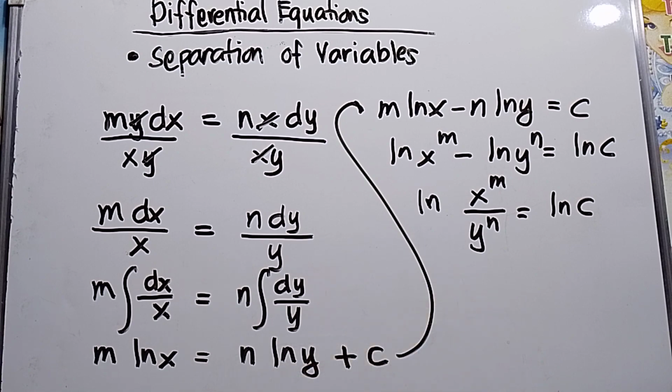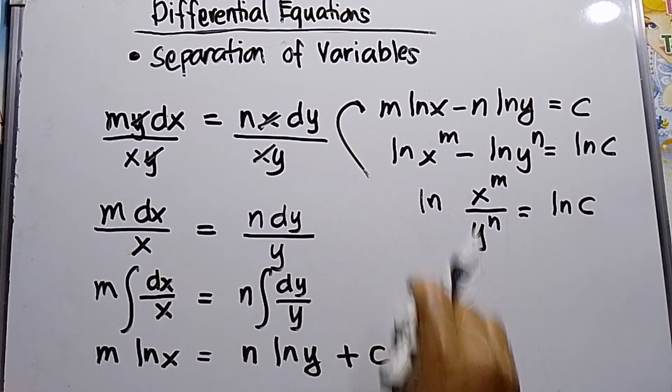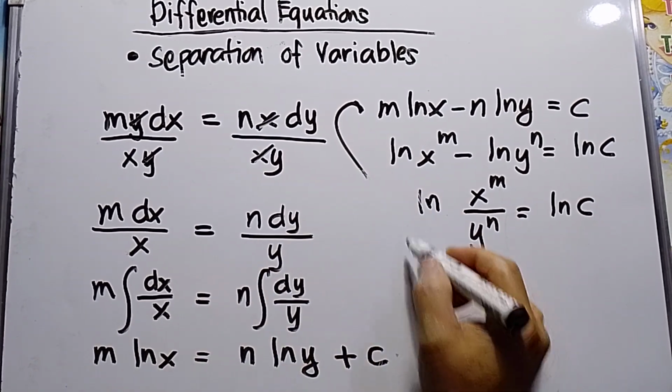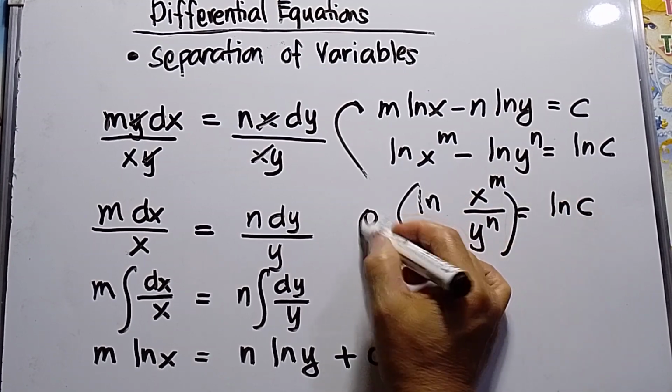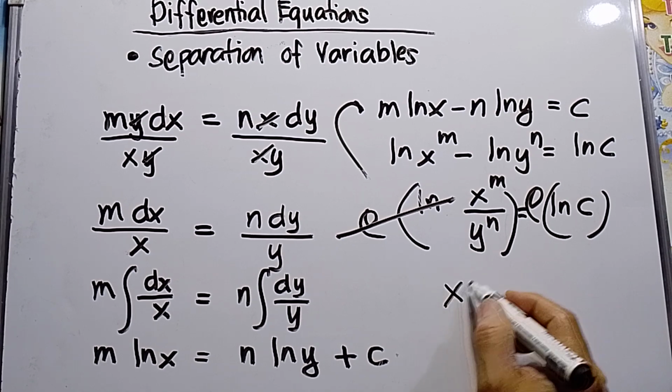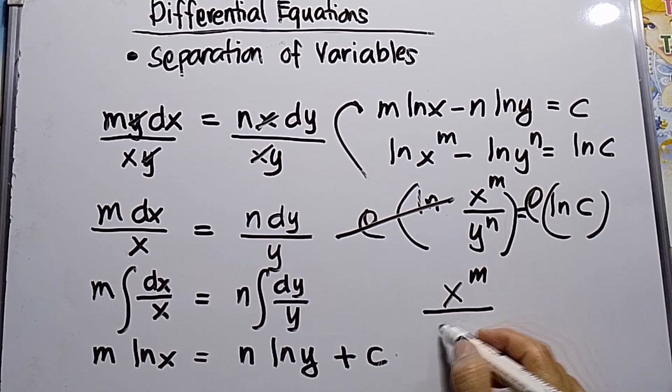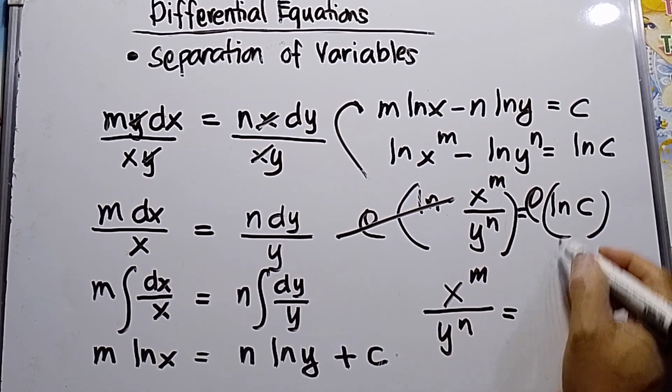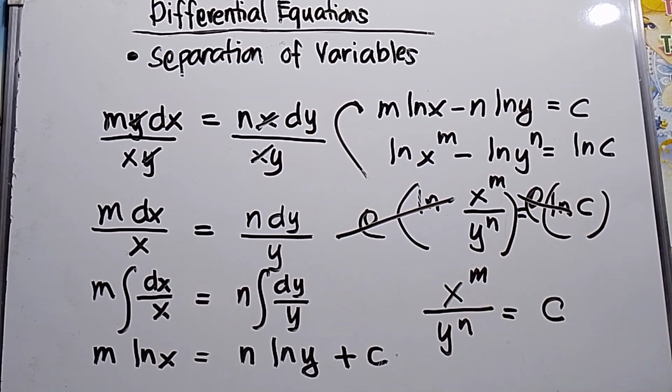So to eliminate the natural logarithm, we can multiply e to both sides. So this will be crossed out. So x^m over y^n is equal to c.